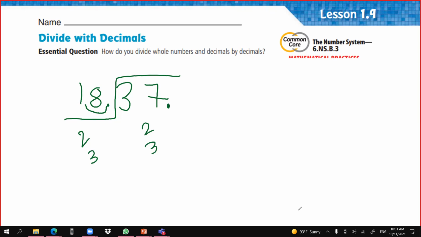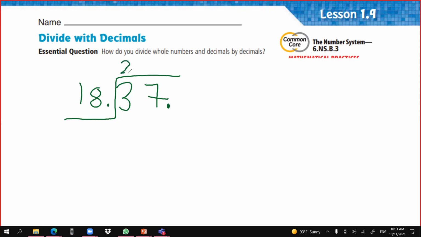Then after I move it here, the divisor becomes 18, and the dividend becomes 37. After I keep the divisor as a whole number, I can divide. But teacher, why didn't you put 0 at the end? No need. Let's remove it and keep it like this. Now next, 37 divided by 18.